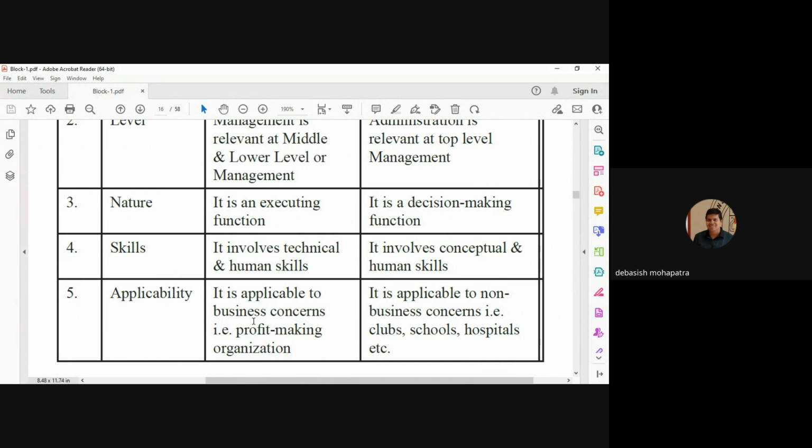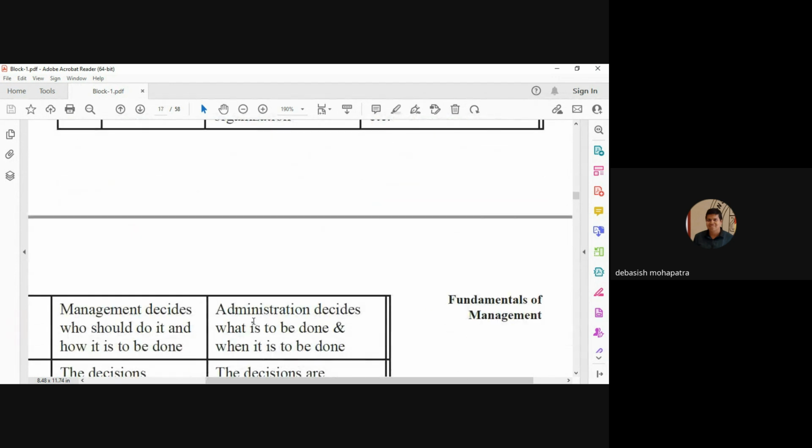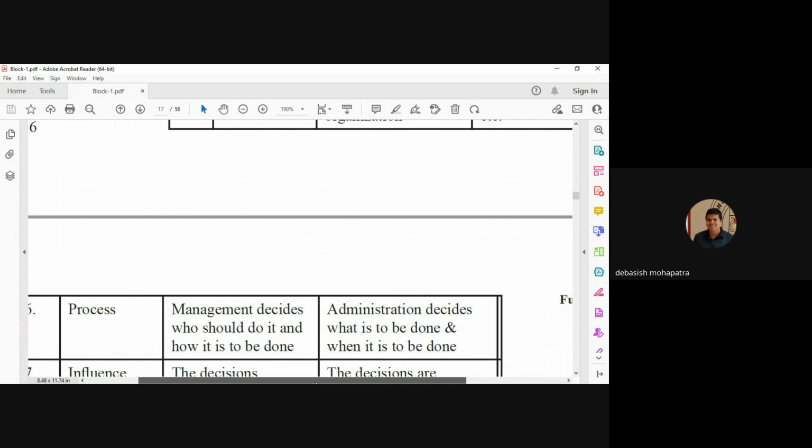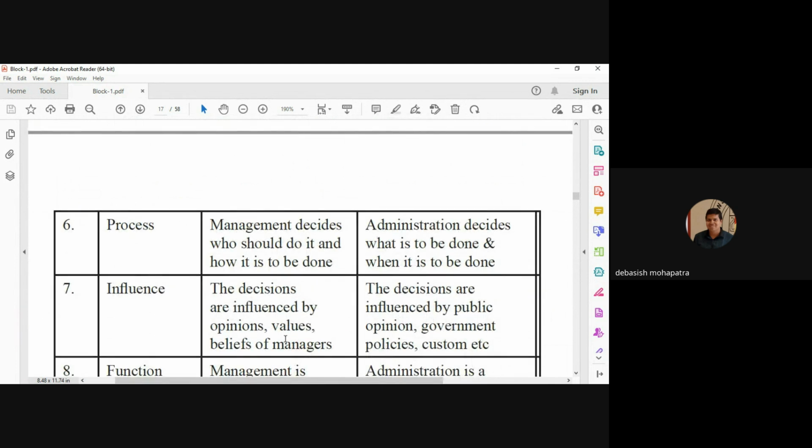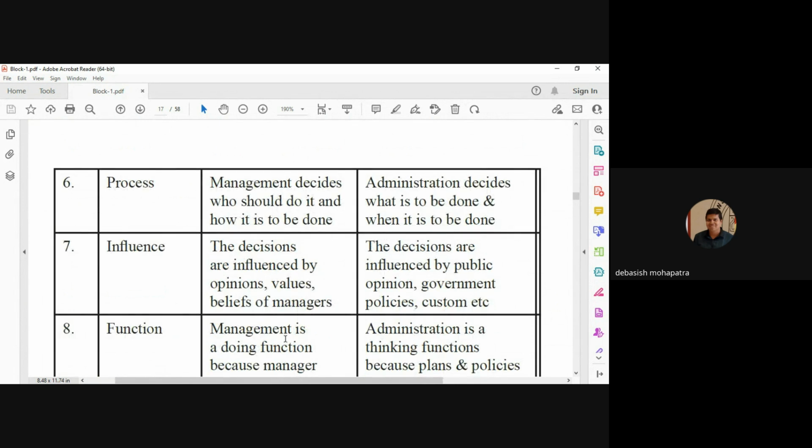Applicability. It is applicable to the business concern, that is profit-making organizations. It is applicable to non-business concerns, that is clubs, schools, hospitals, etc. Management decides who should do it and how it is to be done, but administration decides what is to be done and when it is to be done. The decisions are influenced by opinions, values, beliefs of the manager. Here the decisions are influenced by public opinion, government policies, customs, etc.